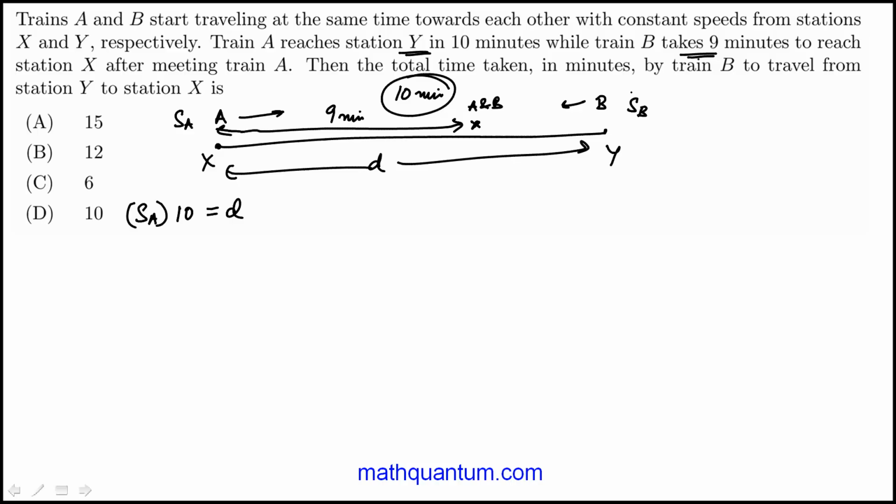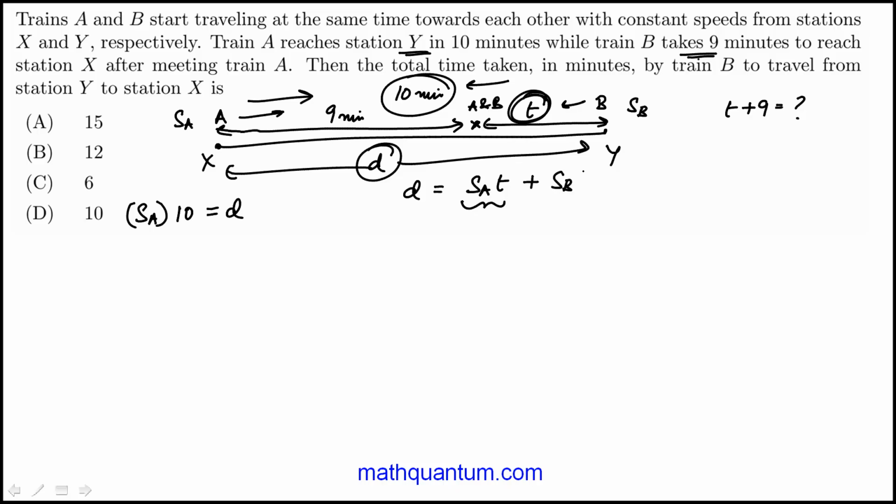The question is asking for the total time it takes train B. So let's say this is the time T it takes train B to reach the meeting point, then what we're looking for is T plus 9. And here, if it takes them T minutes to meet each other, then the condition would be they would travel a total of distance D in the time T, because they're both traveling towards each other. So that would be the distance covered by train A, and then distance covered by train B. So that's our second equation.